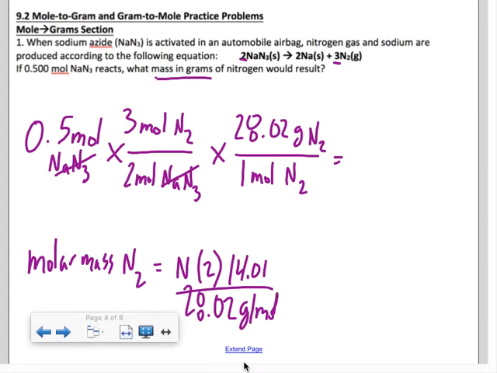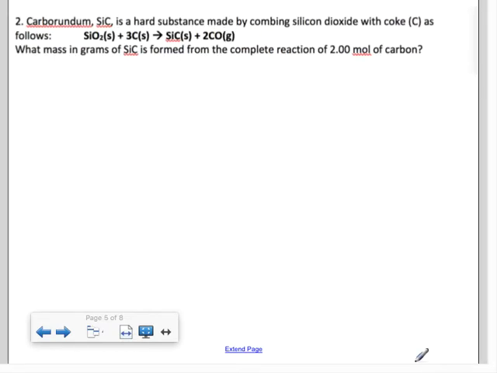So now I'm just going to multiply across: 0.5 times 3 divided by 2 times 28.02 divided by 1. You should get an answer somewhere around 28.015 grams of nitrogen gas. Okay? Do not worry about sig figs because you're not here. So that's how you do problem 1. Moving on to problem 2.